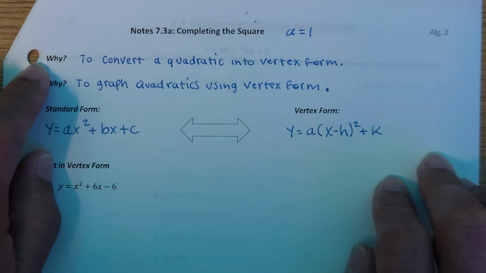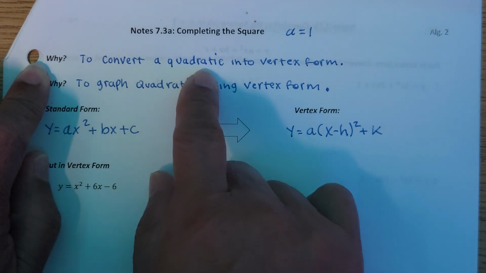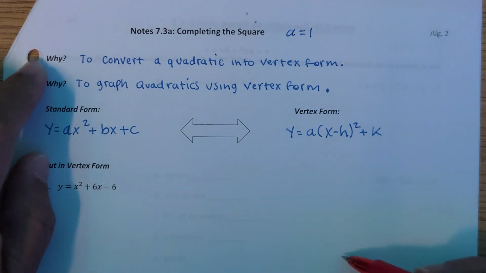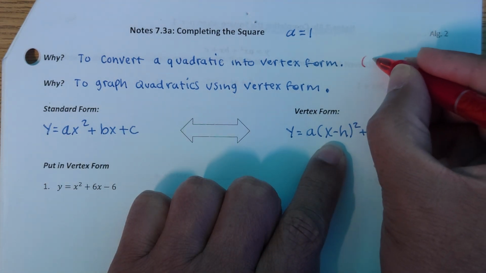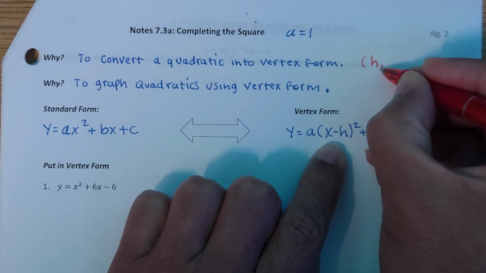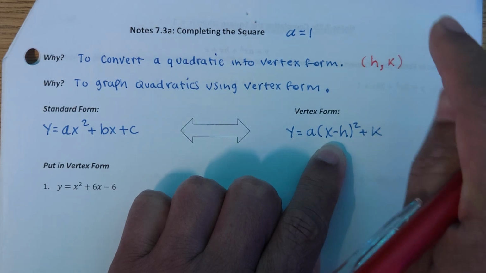So why do we complete the square? We complete the square to convert a quadratic into vertex form. Why? Because if you have the quadratic in vertex form, you can see the coordinates of the vertex, which is whatever h is equal to and whatever k is equal to. Okay, so that's where we start.